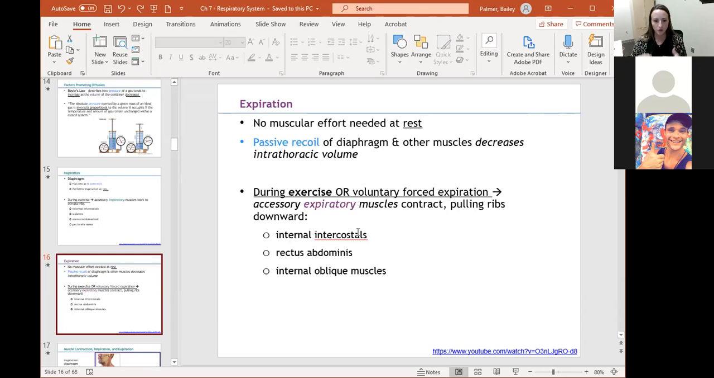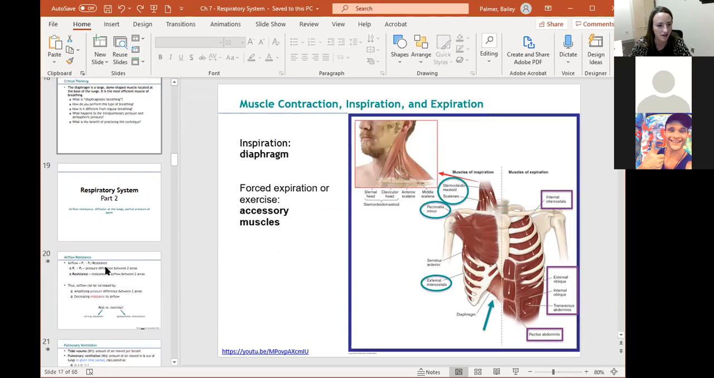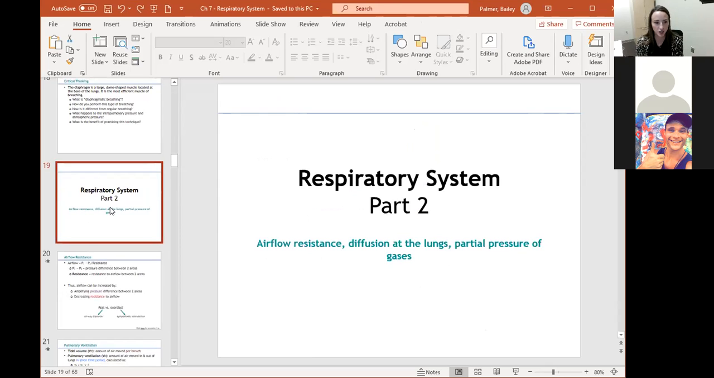When you inspire versus expire, just think about which way your rib cage is going, and that will help figure out what muscles are involved. You do have to know all those muscles. This picture here shows you those muscles, so you can go and look at this on your own. Look at the arrows. That will tell you which muscles are being pulled up and which are being pulled down. All right, so moving on to part 2.